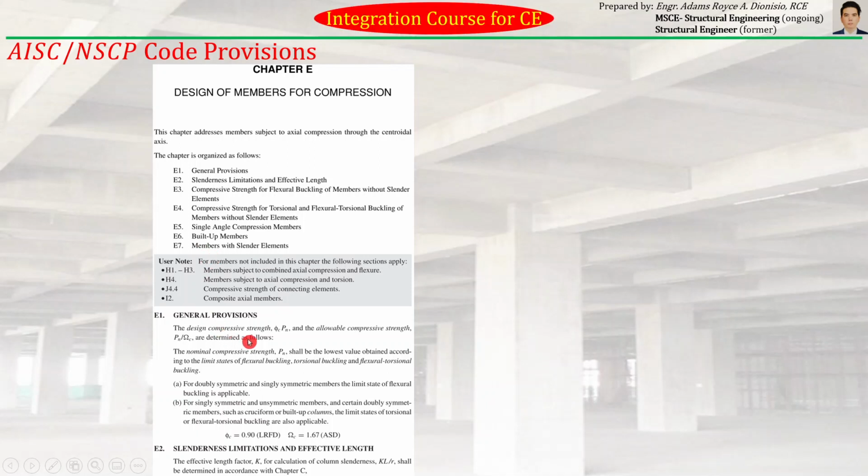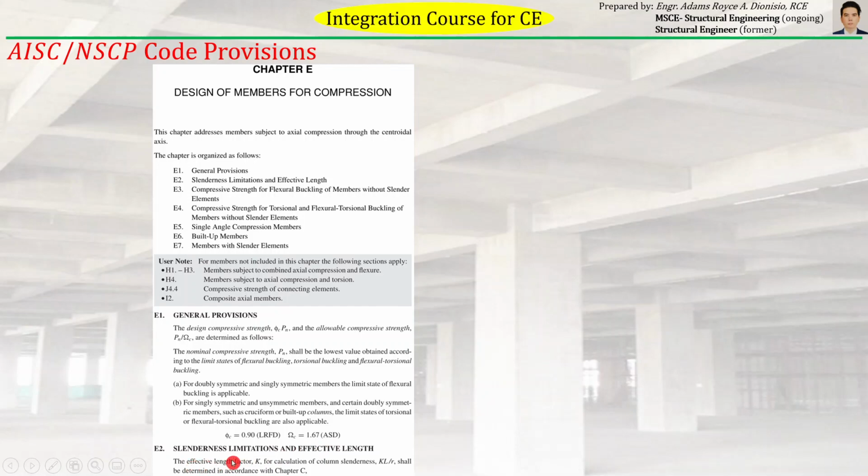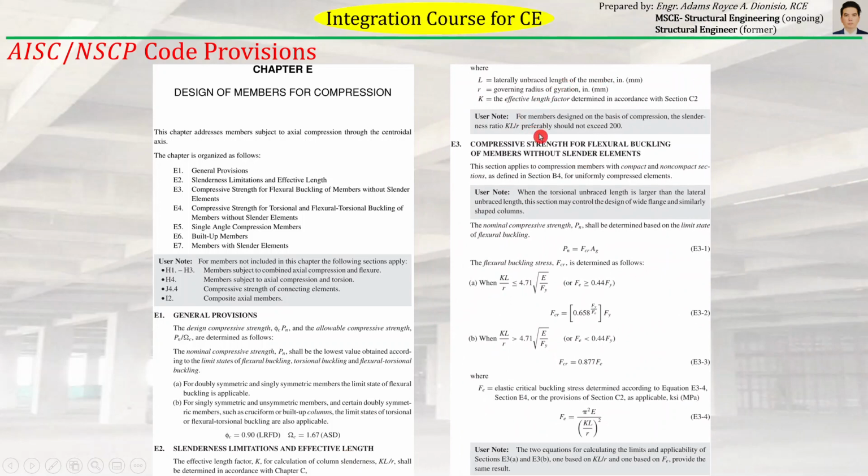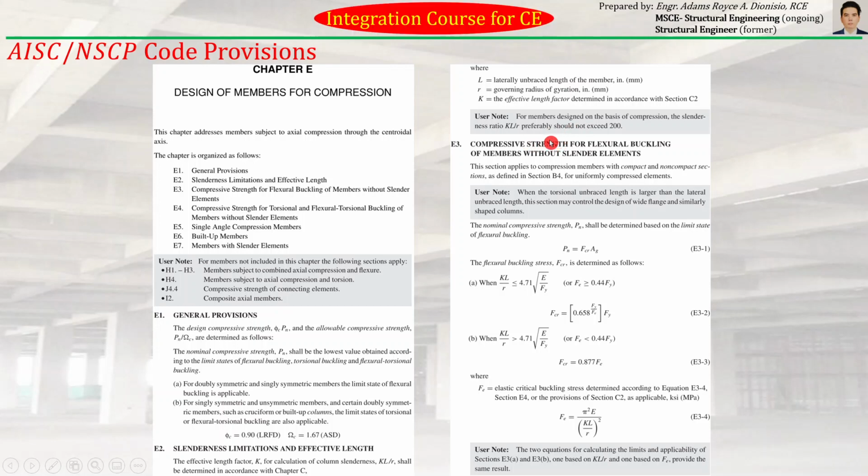These are the contents of E1, general provisions. There you will see the values of the strength reduction factor for compression or for columns, 0.9, as I mentioned a while ago, for LRFD. For ASD, what we have is the omega, the so-called safety factor, 1.67. And then the slenderness limitations and effective length can be found in E2. Here, the code mentions that the slenderness ratio for columns preferably should not exceed 200. So it is not a code requirement, but it is a recommendation of the code.